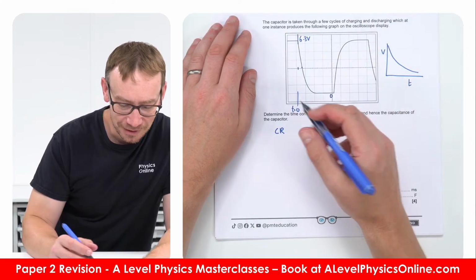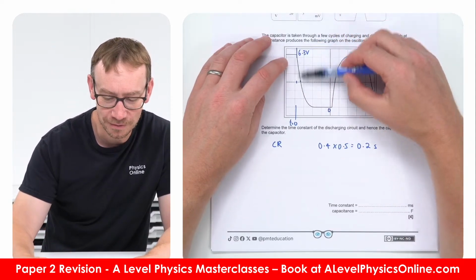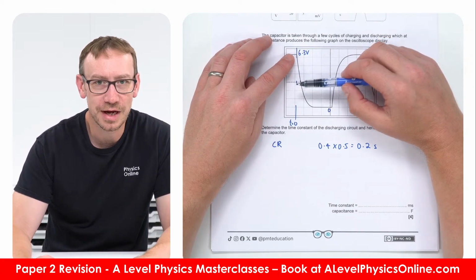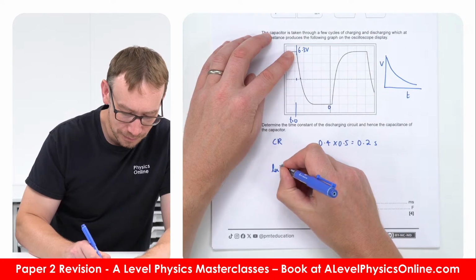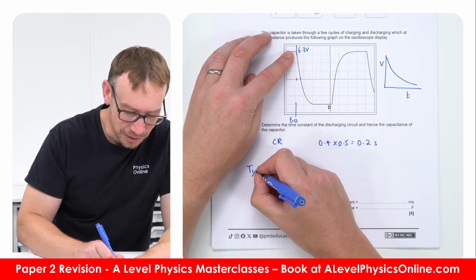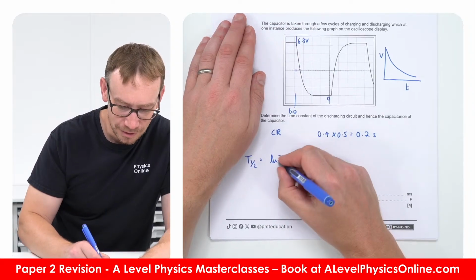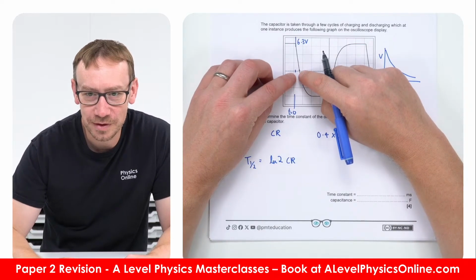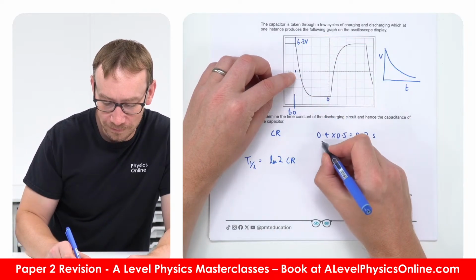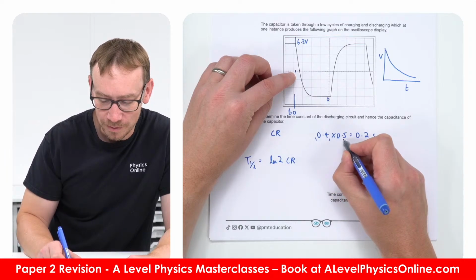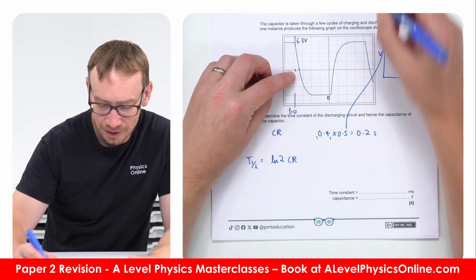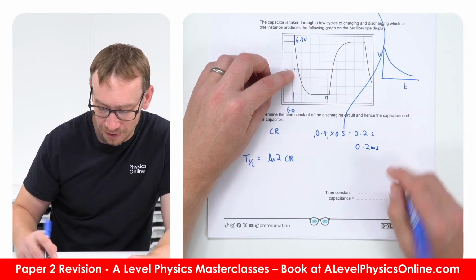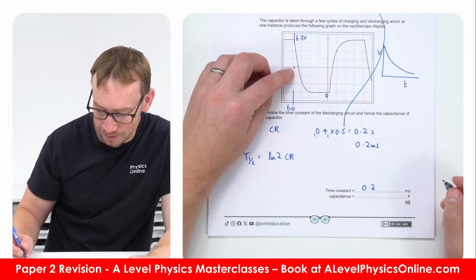Yeah, so basically the time it takes to drop to half of its original value is going to be equal to 0.69, which is the natural log of 2. So the time to go to half the original value is ln 2 times CR. I think it's quite difficult to actually read the scale here, but I reckon that's 0.4 of a square multiplied by the reading on the time division, which is 0.5 milliseconds. So that would be equal to 0.2 milliseconds. So yeah, I think the time constant is about 0.2 milliseconds.